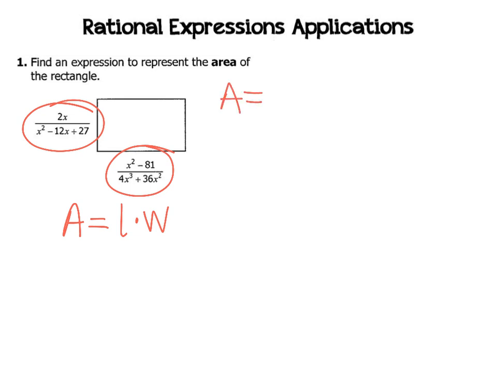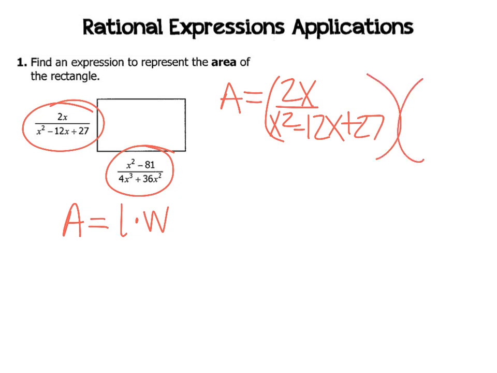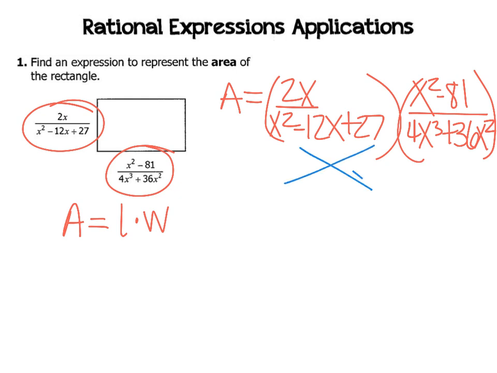we're multiplying them together. So, we're saying 2x over x squared minus 12x plus 27 times x squared minus 81 over 4x to the third plus 36x squared. Alright, now we're just multiplying rational expressions together. So first thing we want to do is factor out what we can factor out. So this denominator we need to factor using our diamond method.